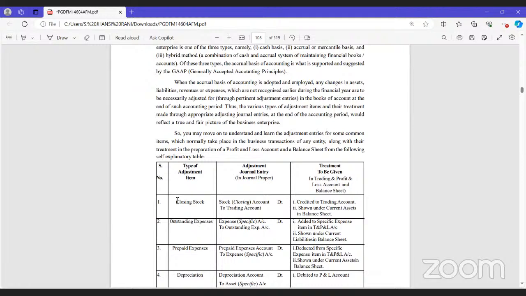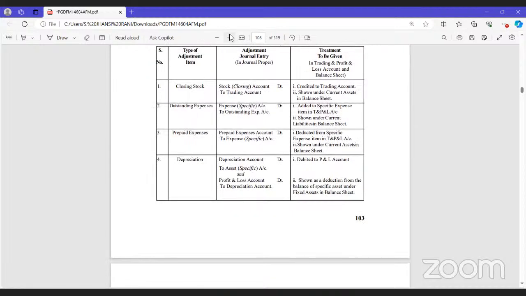Whenever closing stock is written, there are two effects. One we write in the trading account. The other effect we write in the balance sheet asset side. Trading account credit side, that is one effect of closing stock. The other effect is in the balance sheet under the asset side, under current assets we write it. That is the effect. And the entry is closing stock account debit to trading account.